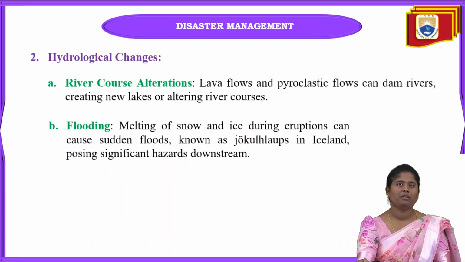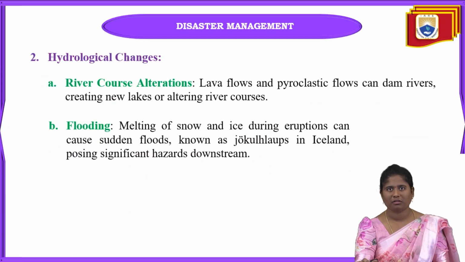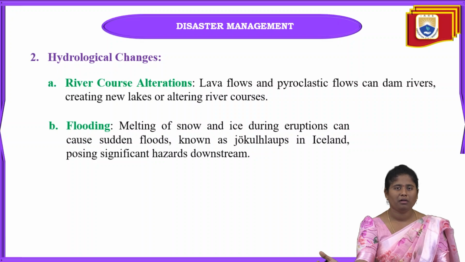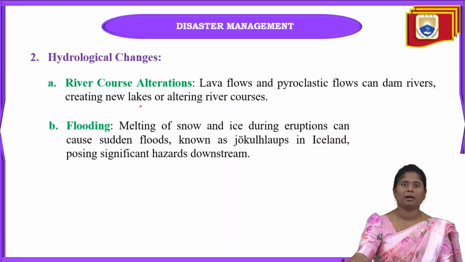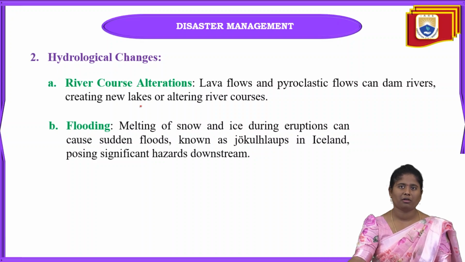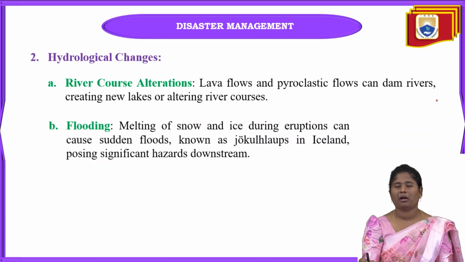And next one is hydrological changes. Because of volcanic eruption, what is the main impact on hydrological changes? First one is river course alteration. Because of this river course alteration, lava flowing and pyroclastic flowing will dam the rivers.